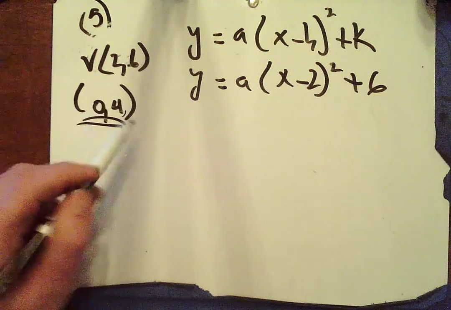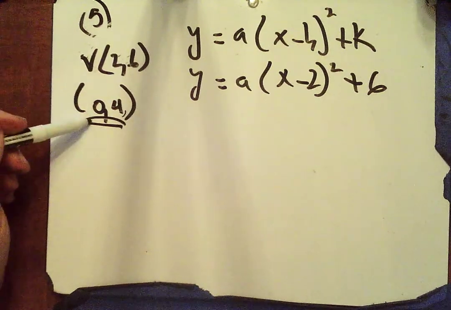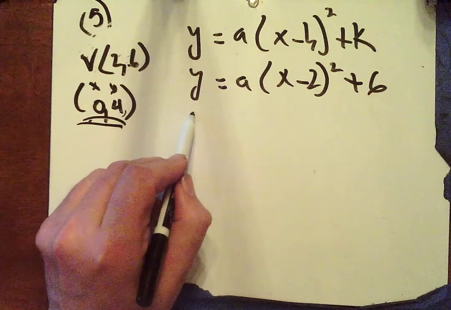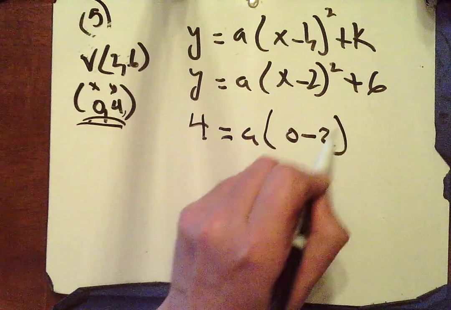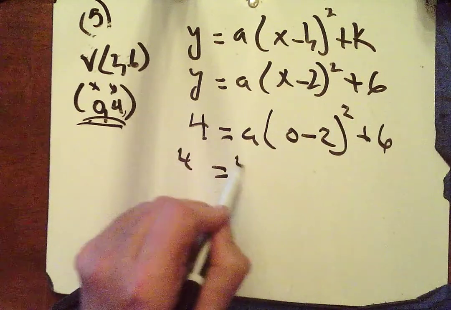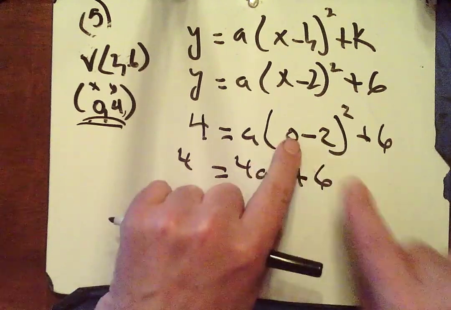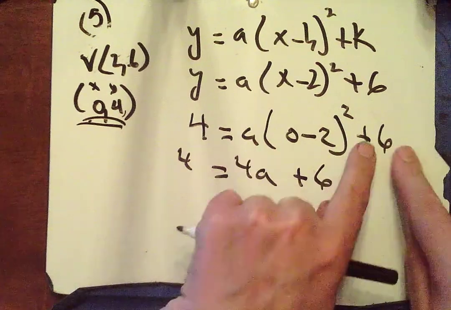It doesn't have to be a y-intercept; it can be any other point other than the vertex we've just used. Do make sure that's an x and that's a y, so don't put 0 here, put 4 here. 4 equals a(0 minus 2) squared plus 6, so 4 equals 4a plus 6. Right? This is negative 2 squared, which is positive 4, times a, plus 6.